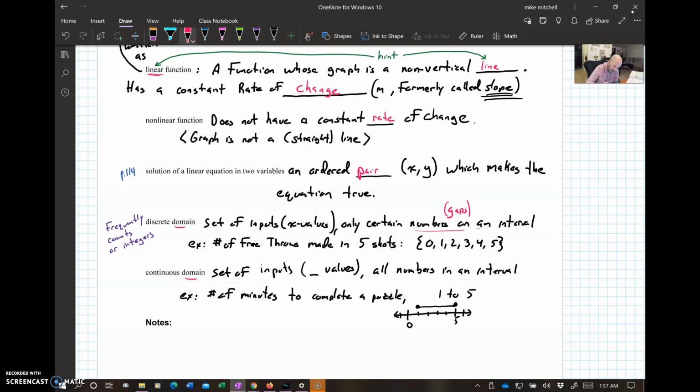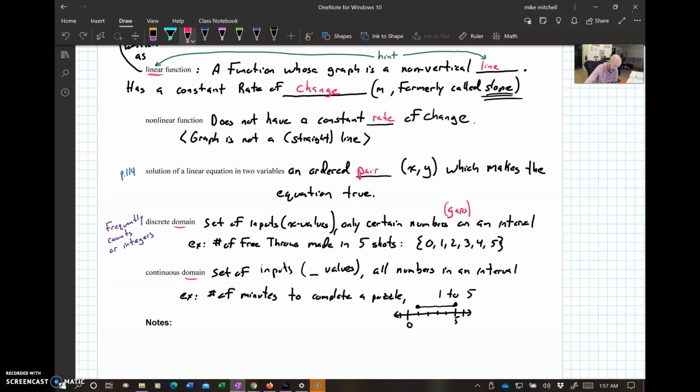I'm just reading through this part here. Only certain numbers on an interval. Example, the number of free throws made in 5 shots could be 0, 1, 2, 3, 4, or 5. Any of those. You can't make 1.3. You can't make 4.7. Got to be those numbers. There's gaps between the possible data points.